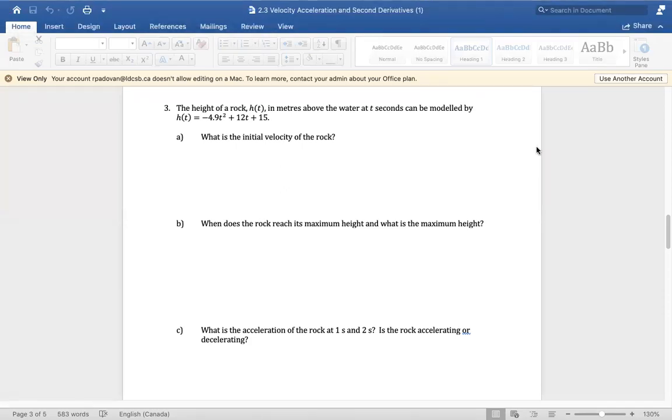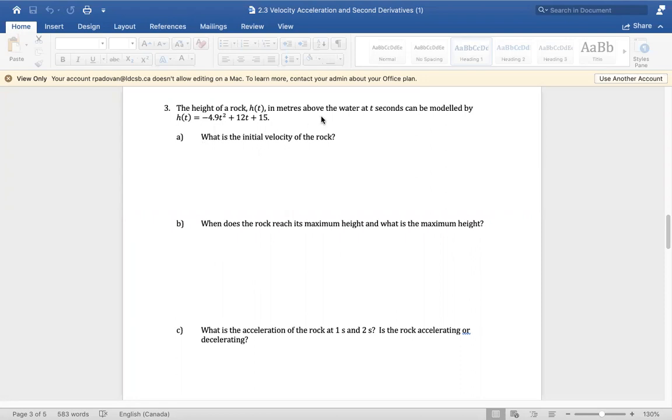So you've had a little bit of time to do A and B. Let's see how you did. So again, for number 3, we have an equation that looks very similar to the quadratics that you've seen in grade 10. So the first question is, what is the initial velocity of the rock?